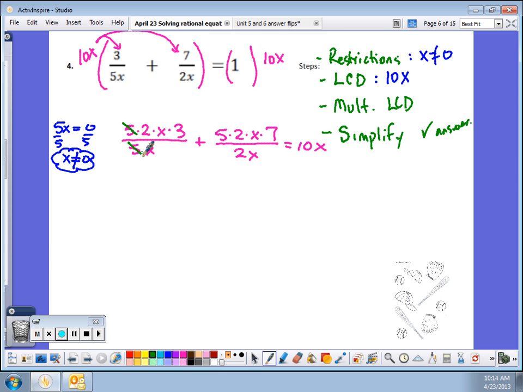We're simplifying, right? 5 over 5 is 1. x divided by x is 1. And what's left is 2 times 3. The 2 and the x all simplify. And what's left is 35. Am I going too fast? Sorry. All right. We're almost done. Add things up. Divide both sides by 10, and we have our answer.